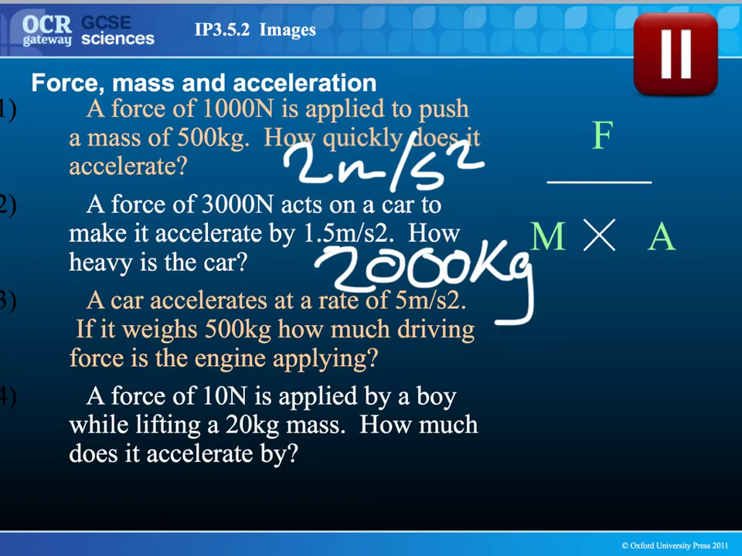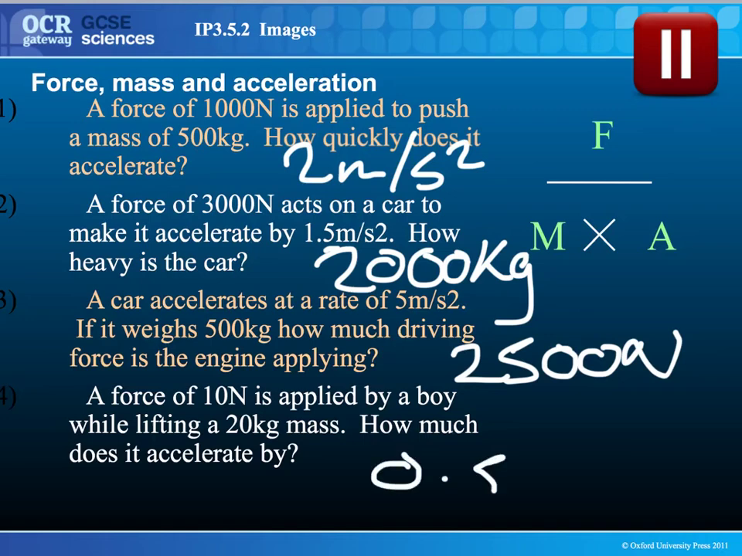In the third question it's asking you to work out force, so the mass of the car is 500, acceleration is 5, that gives you a force of 2,500. And in the fourth question you have a force of 10 newtons applied by a boy lifting a mass of 20 kilograms, so it's 10 divided by 20, giving you acceleration of 0.5 meters per second squared.